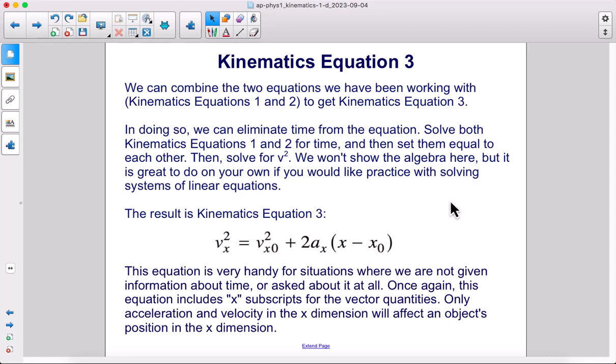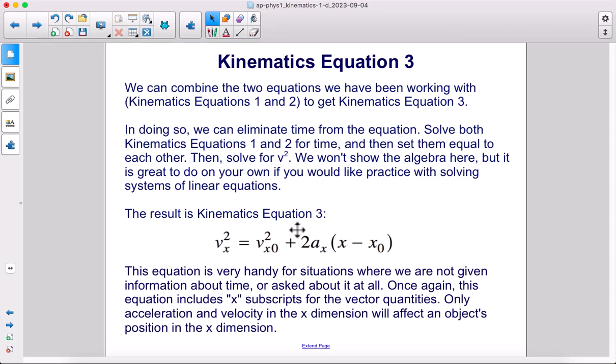We won't show the algebra here, but it is great to do on your own if you would like practice with solving systems of linear equations. The result of doing this is kinematics equation 3. V squared equals v naught squared plus 2a times change in position. This equation is very handy for situations where we're not given any information about time or asked about time.